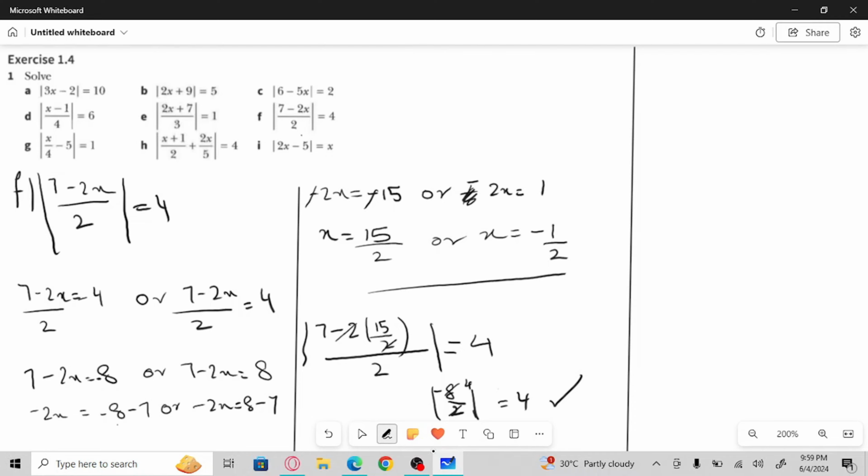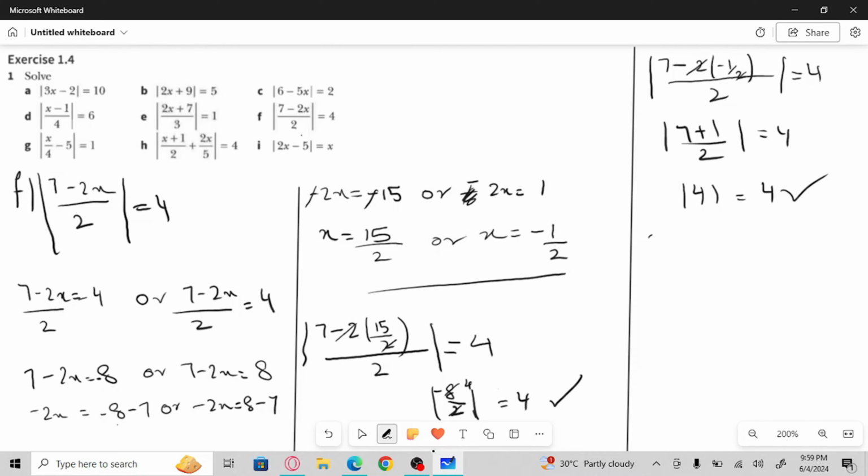This is correct. And the second part of the equation says 7 minus 2 times minus 1 upon 2, and divided by 2 is equal to 4. The 2 and 2 are cancelled, but 7 plus 1 will go on, because minus multiplied by minus is equal to plus. So 7 plus 1 is equal to 8, divided by 2 is equal to 4. And obviously 8 divided by 2 is 4. So the modulus of 4 will become 4, which is quite correct. x is equal to negative 1 upon 2 and x is equal to 15 upon 2.